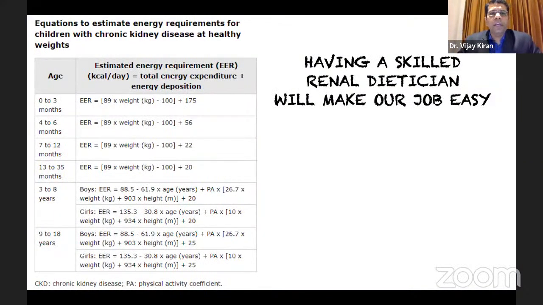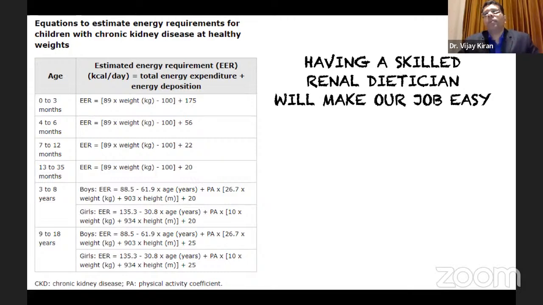So estimated energy requirements, these things are available online. You need not memorize all these formulas by heart. Whenever you get a child, you just get the growth charts and look at the peer weights, and then for that peer weight, try to calculate how much deficiency there is. For doing all these things, we should and we must always work as a team, and I emphasize that if you have a renal dietitian and if she has some amount of pediatric experience, then that will make a lot of difference in your clinical practice.